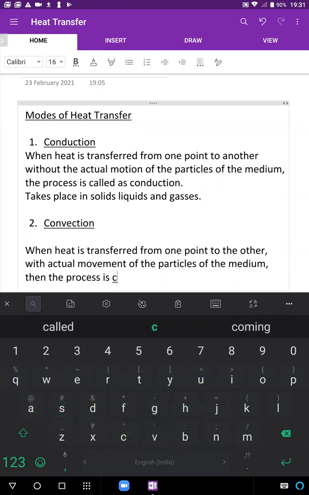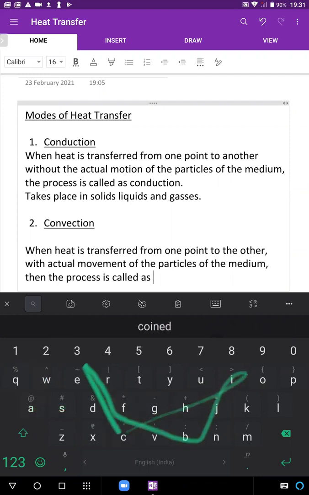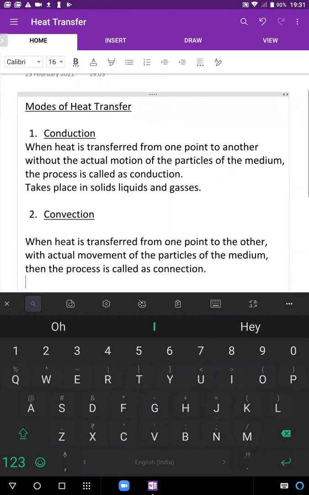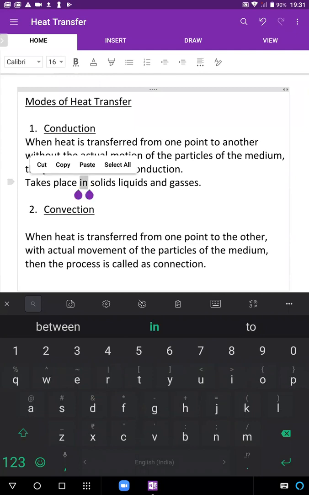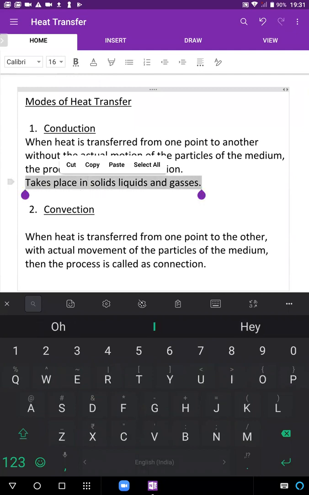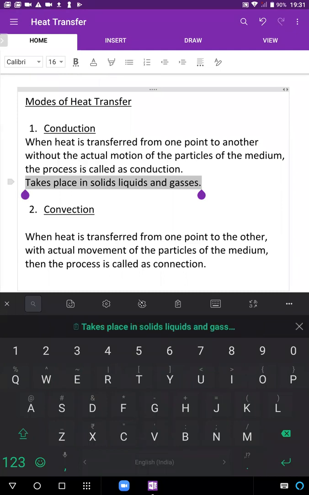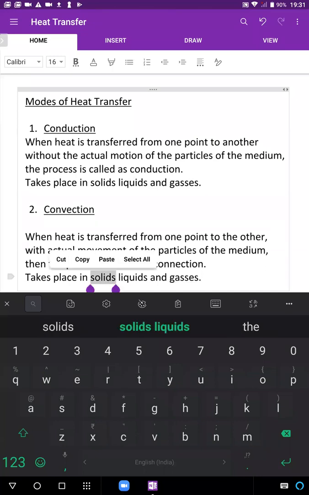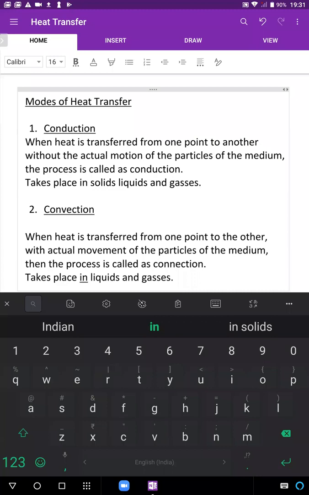So can you take a guess in which states of matter this process can take place? Based on the definition that you're reading, in which states of matter can it take place? Very nice. Some are saying liquids and gas, some are saying only gas. I wonder what wrong liquids did. Of course, it can take place in liquids and gas both, except in solids. It takes place in liquids and gases.